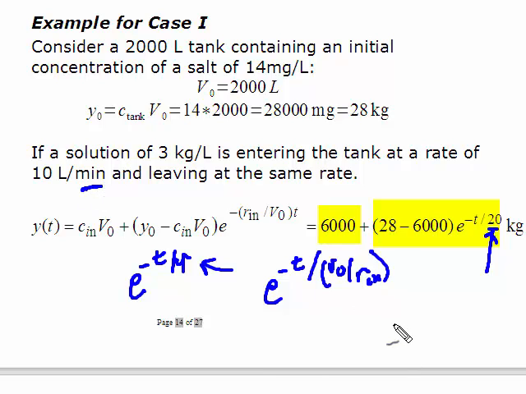So if you use the rule of thumb that in 5 time constants a decaying exponential is essentially over, that means that at about 5 times 20, which is 100 minutes, you should be very close to the concentration. And we will see that on the graph on the next slide.